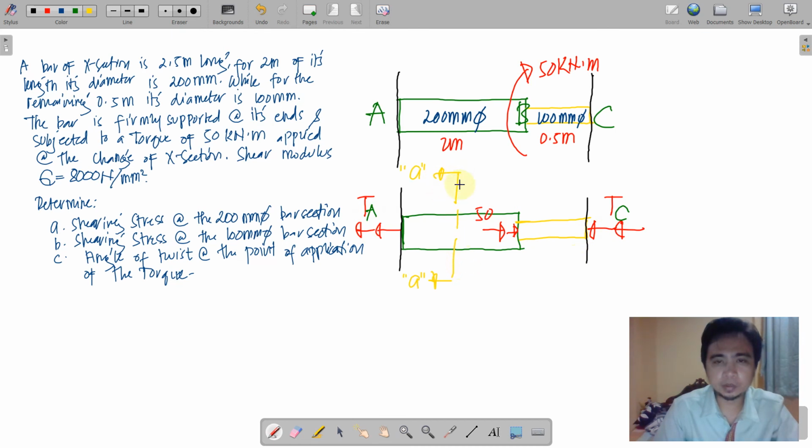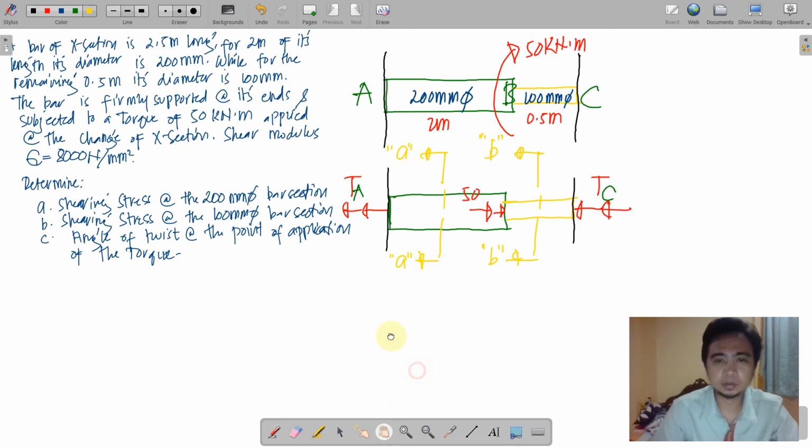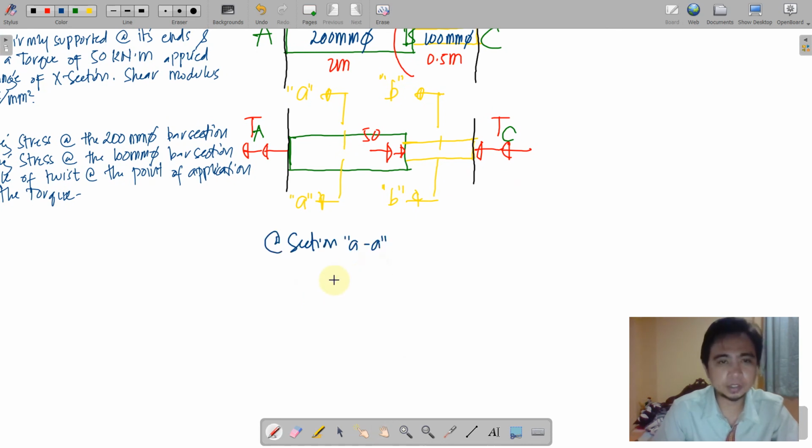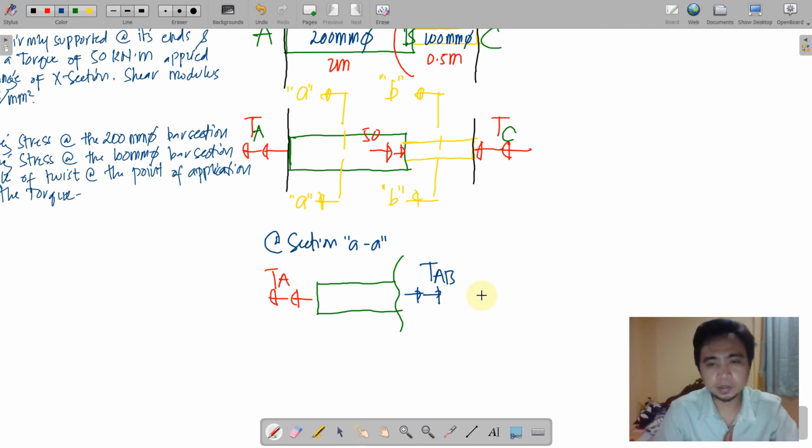We'll now place cross section AA considering the left portion and another cut section BB considering also the left portion. We get the torques segment by segment according to our section. So at section AA, we have this one, say this is torque at A being covered by this section. Then we assume a rightward direction for the corresponding torque at AB. Here it is. Equilibrium equation along its axis, we have TAB will be equal to TA.